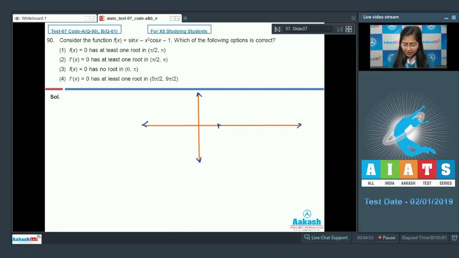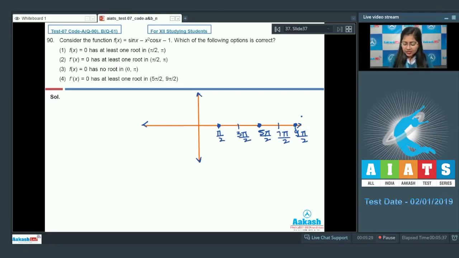Now, here we can see that value of cos x will be 0 at x equal to pi by 2, x equal to 3 pi by 2, 5 pi by 2, because it is easier to plot the points there where value of cos x is 0. And this is 7 pi by 2, this is 9 pi by 2, right? Now, at x equal to pi by 2, we can say that f(x) will be equal to sin 90, that is 1, minus 0 minus 1. That is, the value is 0 here. Similarly, at 5 pi by 2 and 9 pi by 2 also, the value of the function will be 0.